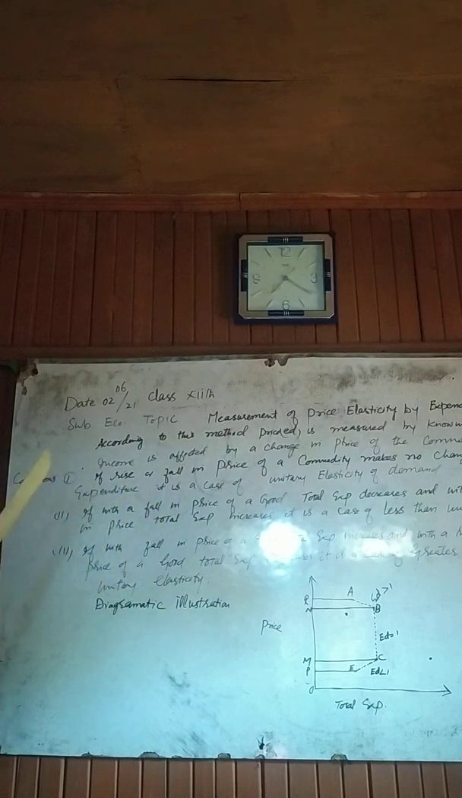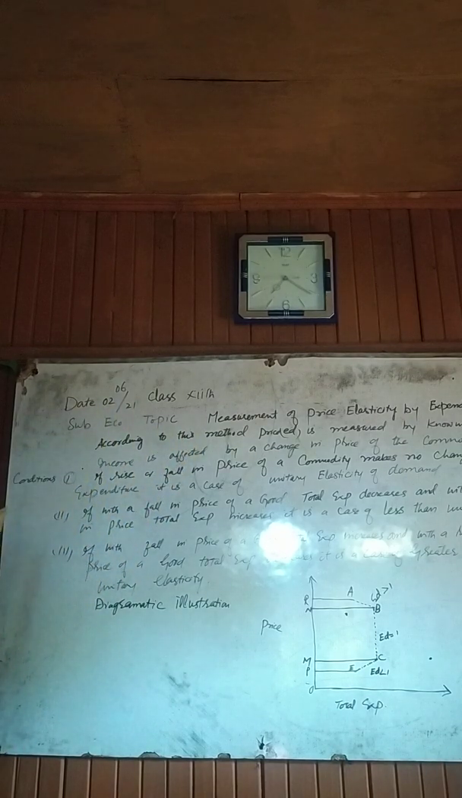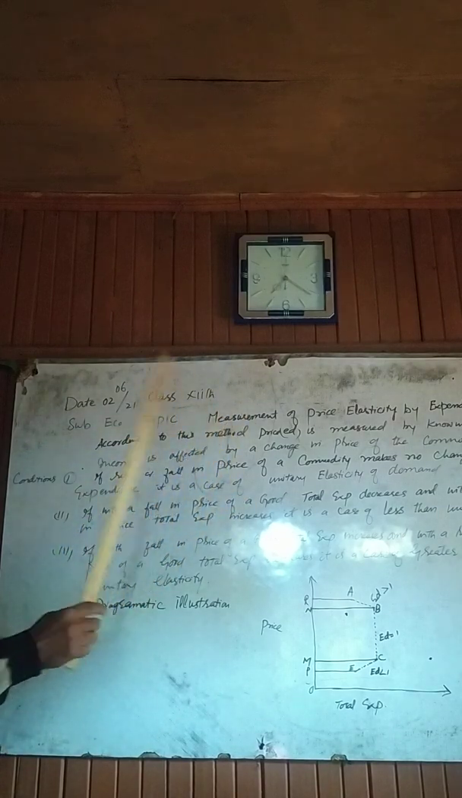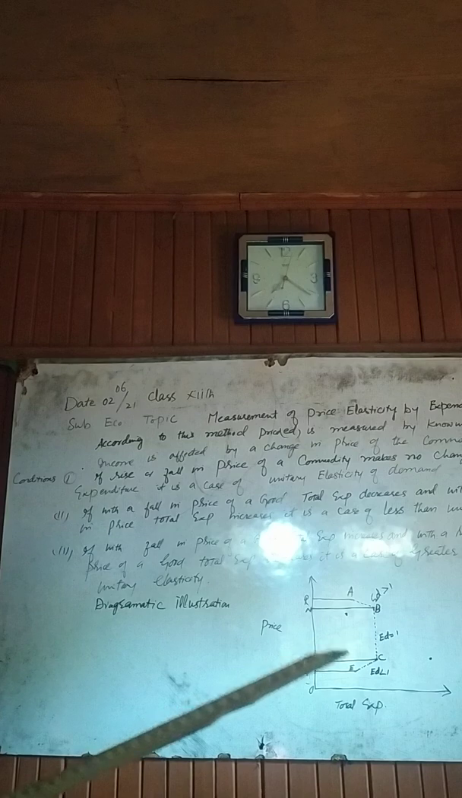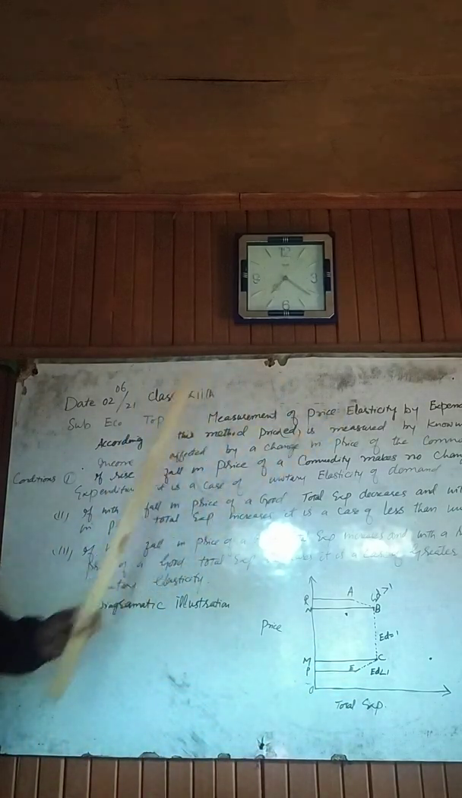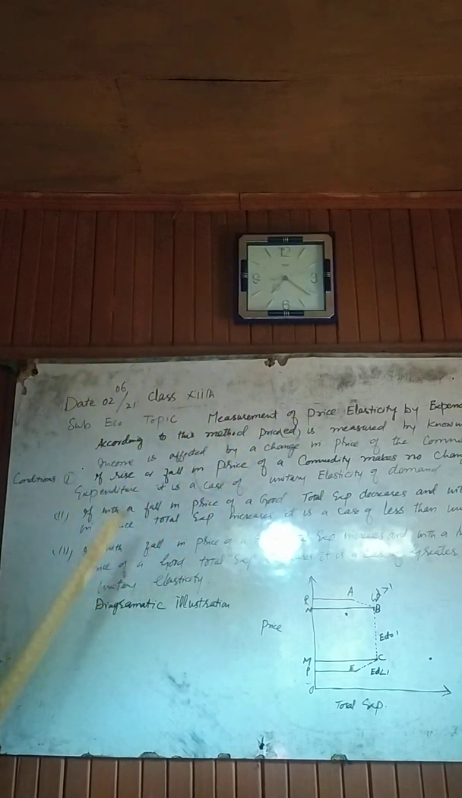Today's topic is measurement of price elasticity by the expenditure method. Previously, we learned about the concept of elasticity of demand and its various attributes, like price elasticity and income elasticity. Today we want to know how to calculate price elasticity by the expenditure method. There are three methods: expenditure method, income method, and percentage method. But for today, only one method is taken into consideration, that is the expenditure method.